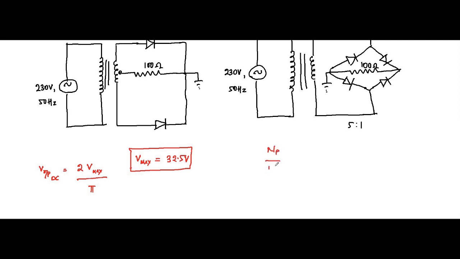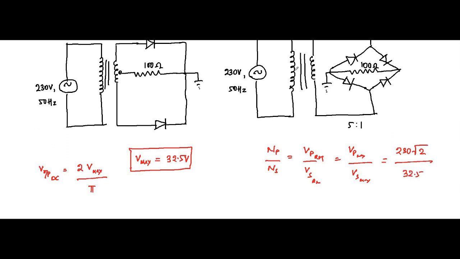NP by NS is equal to VP by VS. It can be RMS or maximum value, Vp max by Vs max. So directly let us take the maximum value. Here it is 230 RMS, so the maximum value is 230 root 2, and this is the secondary maximum voltage which we want, 32.5 volt.